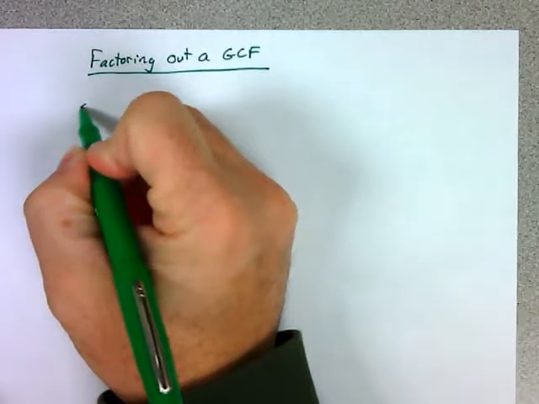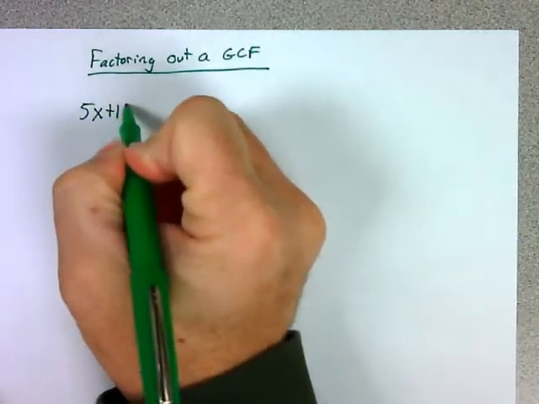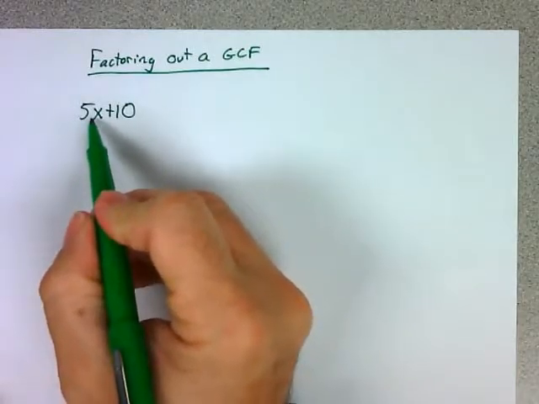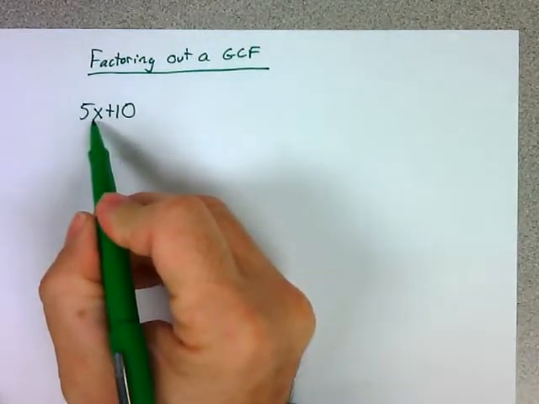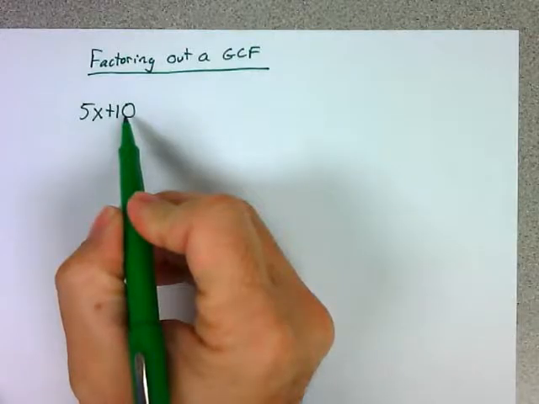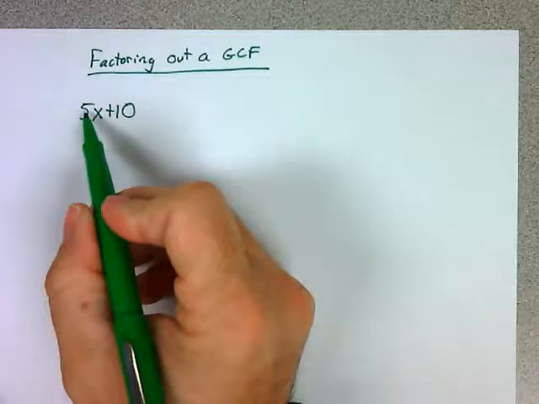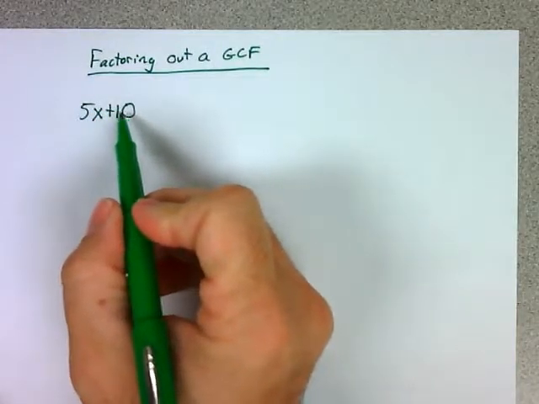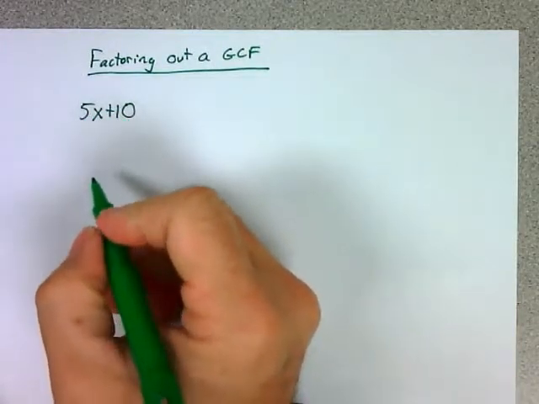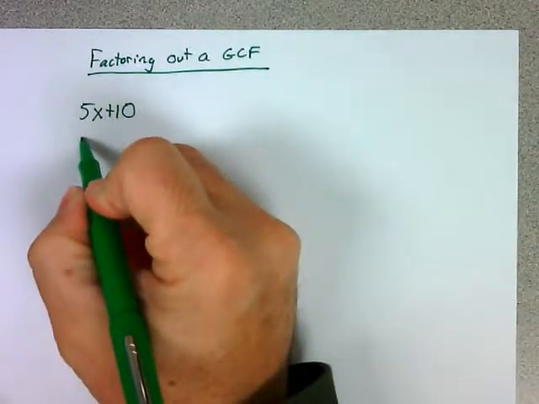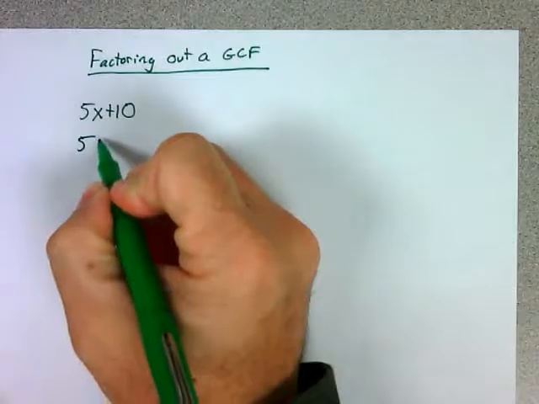looks something like this. With 5x plus 10, you're trying to see if there's anything in common between this first term and this second term. Think of it as reverse distributing. When you look at this problem, both of these can be divided by a 5, so that's going to be our greatest common factor, and that's what we're going to be able to pull out.